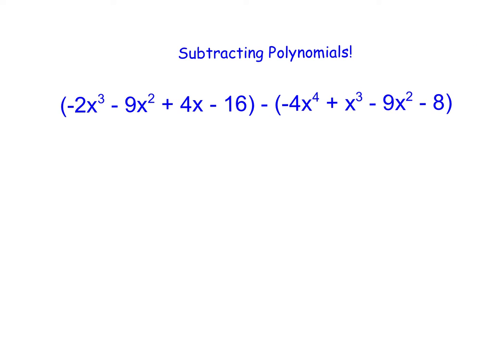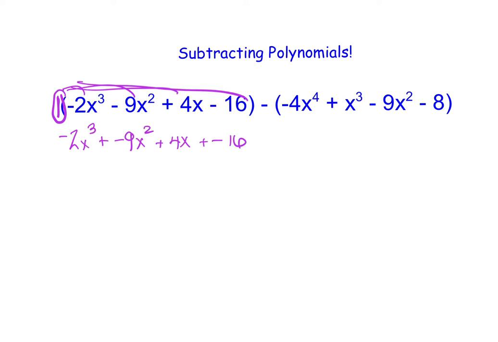So now let's take a look at subtracting polynomials, which is very, very similar to adding polynomials. Here again, we have some parentheses and some distributions that need to take place. Here we're going to distribute a positive 1 out, which is a pretty easy distribution. So we have negative 2x cubed. I'm going to use keep, change here. So I have plus 9x squared plus 4x and plus negative 16.